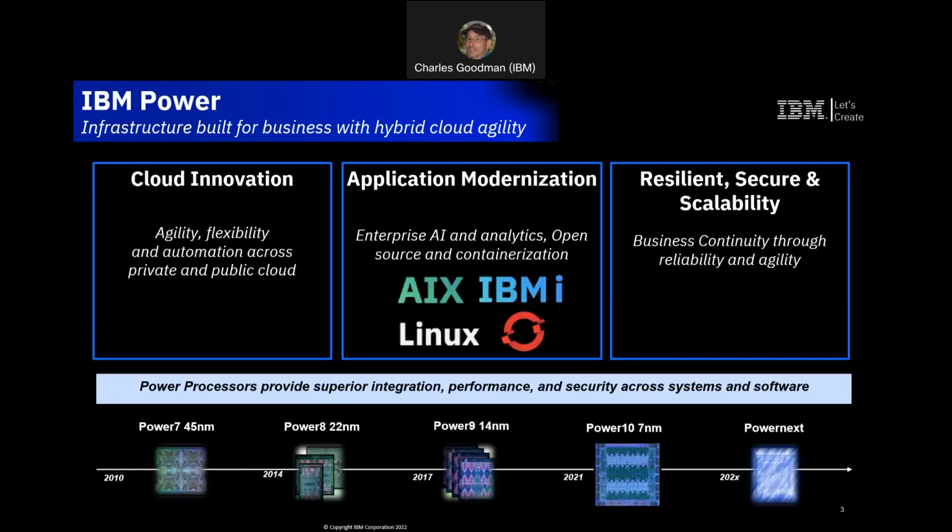So IBM is making real investments in power technology around three key areas: cloud innovation, application modernization, and resiliency, security, and scalability. In cloud innovation, Power Virtual Server is our power in the cloud offering. That is providing power systems in the IBM cloud. And we have that technology we're investing in and building out infrastructure to allow your customers to run their applications up in our Power Virtual Server cloud offering.